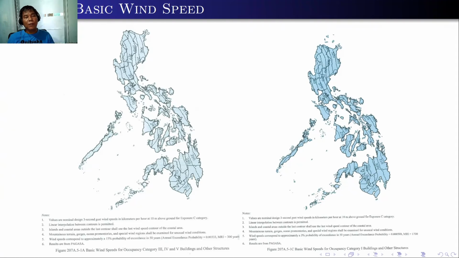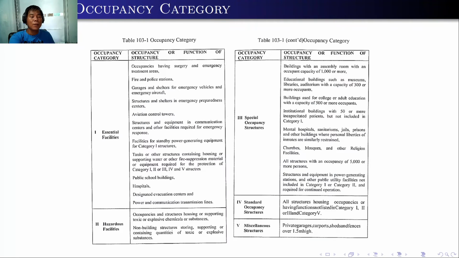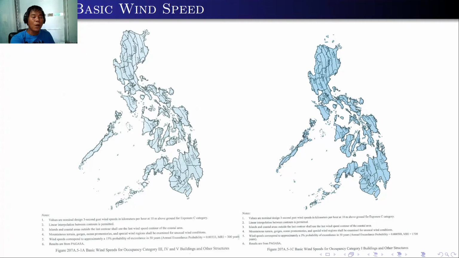Also, step 2, we need to determine the basic wind speed. Depending on the occupancy category, for example, if you are designing a hospital, that is an essential facility. If it is an essential facility, then you have to look for the figure on the right, that is for occupancy category 1 buildings and other structures. In Bukidnon, you will see the wind velocity is between 280 and 300 kilometers per hour. So that's 290 kilometers per hour.